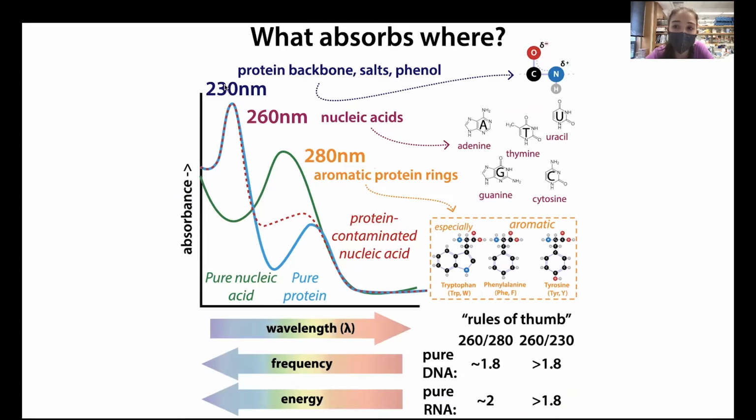So the backbone has less conjugation than you have in these aromatic rings. So it's not going to push the energy levels down as much, and not going to close that gap as much. So you need higher energy light in order to see that. And remember, shorter wavelength is higher energy. That's why you get the backbone at 230. And then these aromatic protein rings are going to be predominantly at 280. But what we care about most now is the nucleic acids in our talk, and those have the peak absorbance at 260.